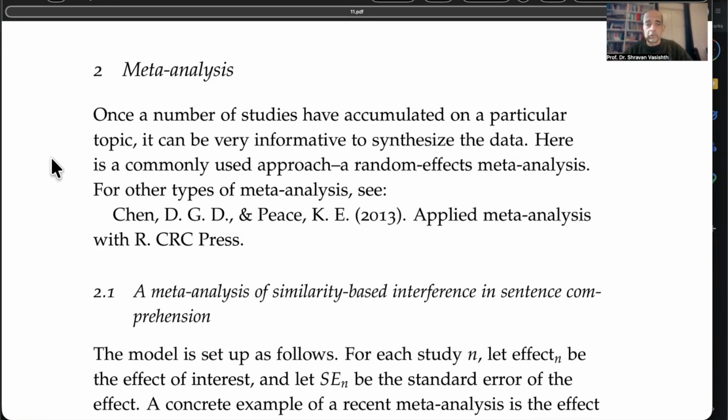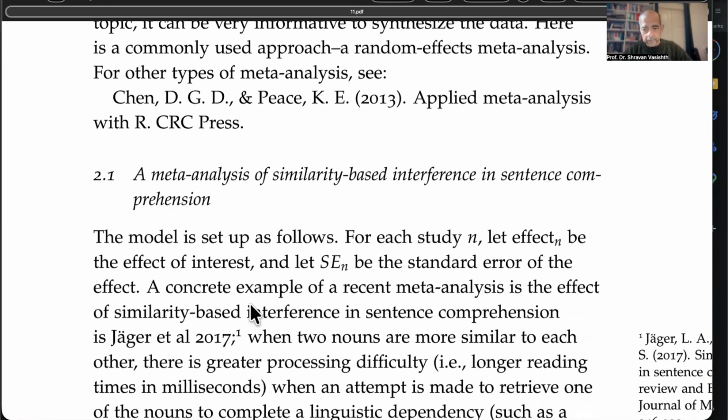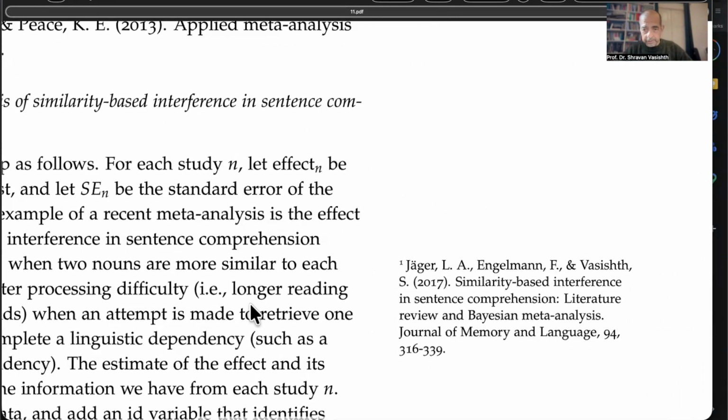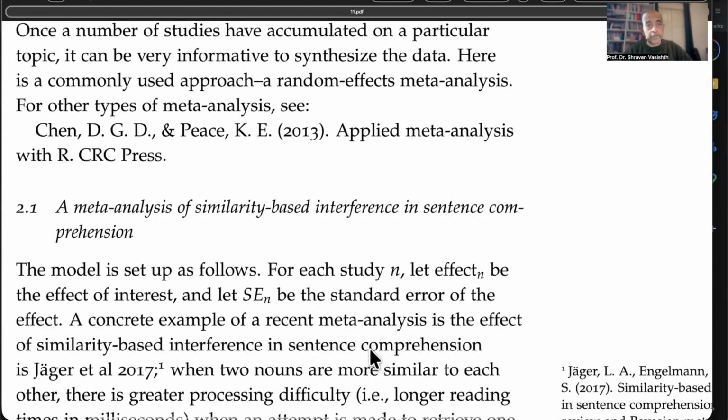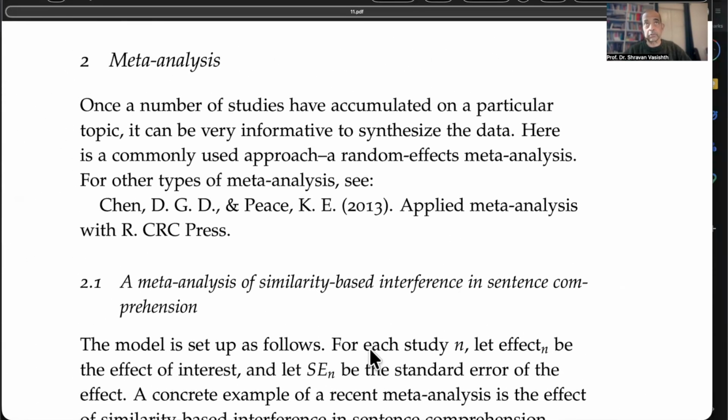So in one paper where we did a meta-analysis, this paper here, we had about 80 or 90 studies, or at least 80 or 90 effect sizes, sometimes multiple effect size estimates from one paper. So that's quite a substantial amount of data to start with.